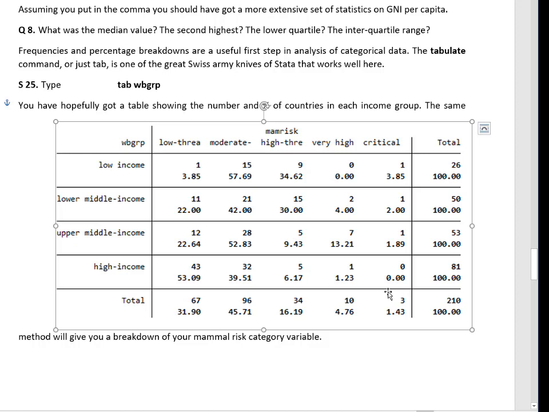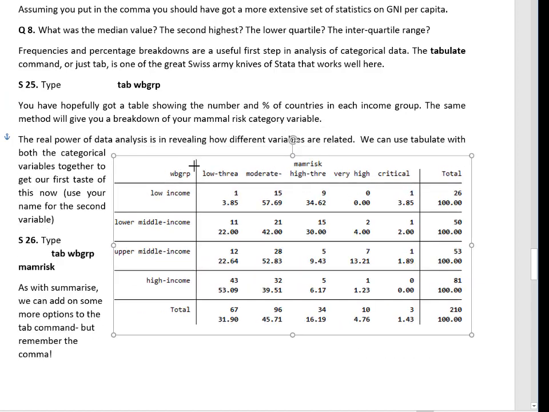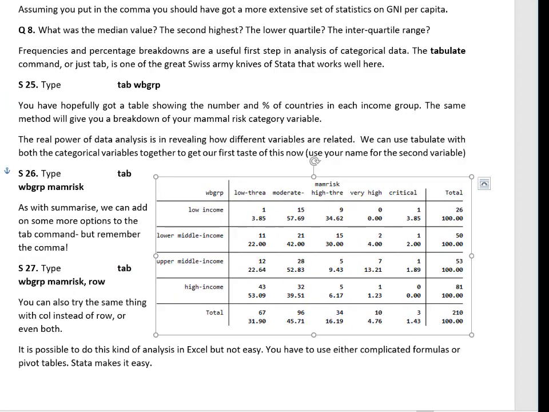So you can see that among the lower income countries, like 34% are in this high risk category, whereas that goes down towards the high income categories. And there's 3.85 in the critical, but lower towards the higher income categories. So splitting up the percentage, it's helping you analyse it by looking at that percentage breakdown.